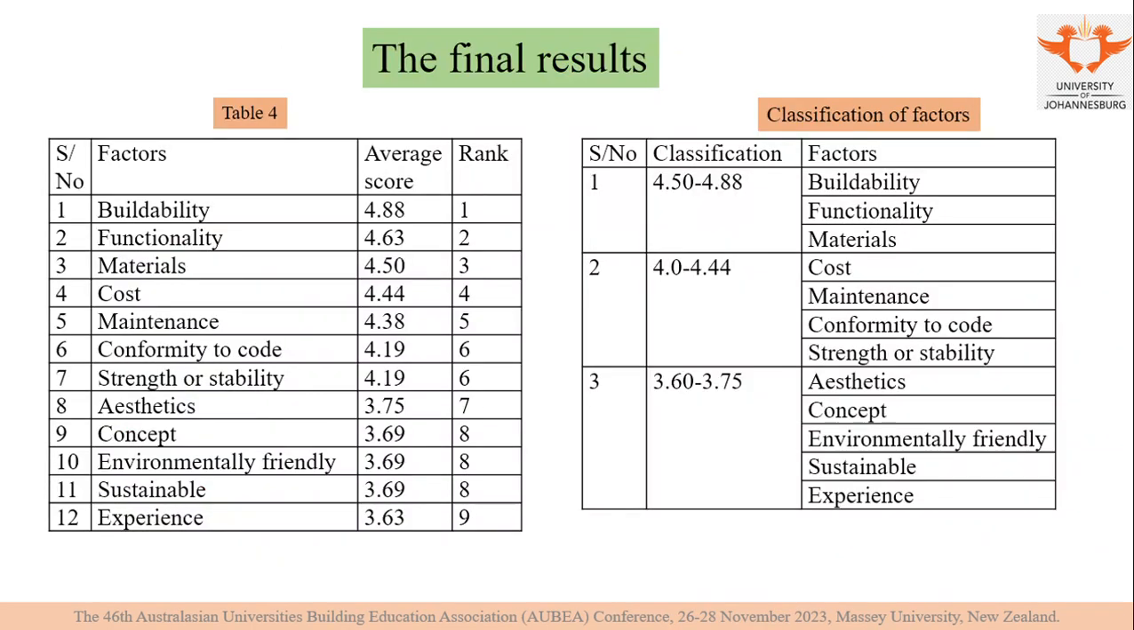Now, Table 4 presents the results. We have the 12 factors arranged in order of priority or ranking. However, a classification was equally presented in the next table. Classification 1, 5.0 to 5.8, we had 3 factors. 4.0 to 4.544, we have 4 factors. 3.6 to 3.75, we have 5 factors.